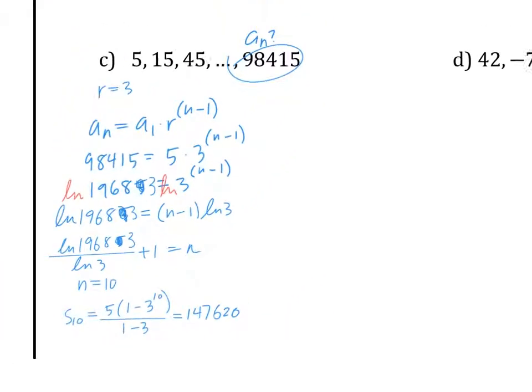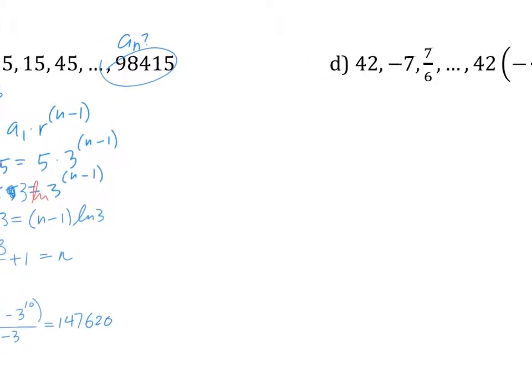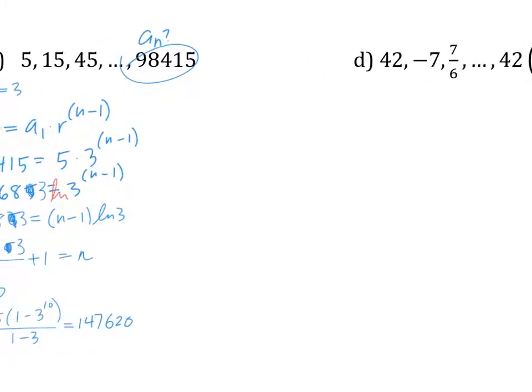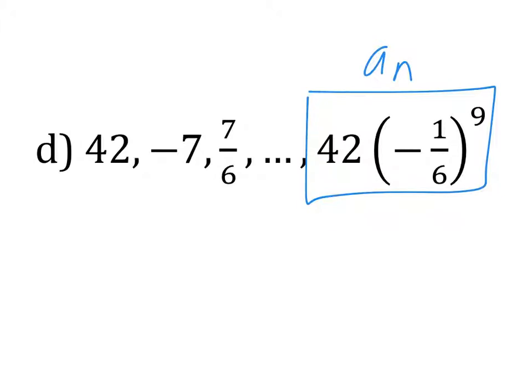This one's a little bit tricky to see. Okay, what do you guys think? Arithmetic or geometric? Yeah, definitely geometric. So you have to figure out how many term numbers and figure out the sum. Okay, let's make sure you understand. This last part is all an, not just this part, okay? Some of you just put that part, and that's not what it is. It's 42 times that whole thing. That's the last number.